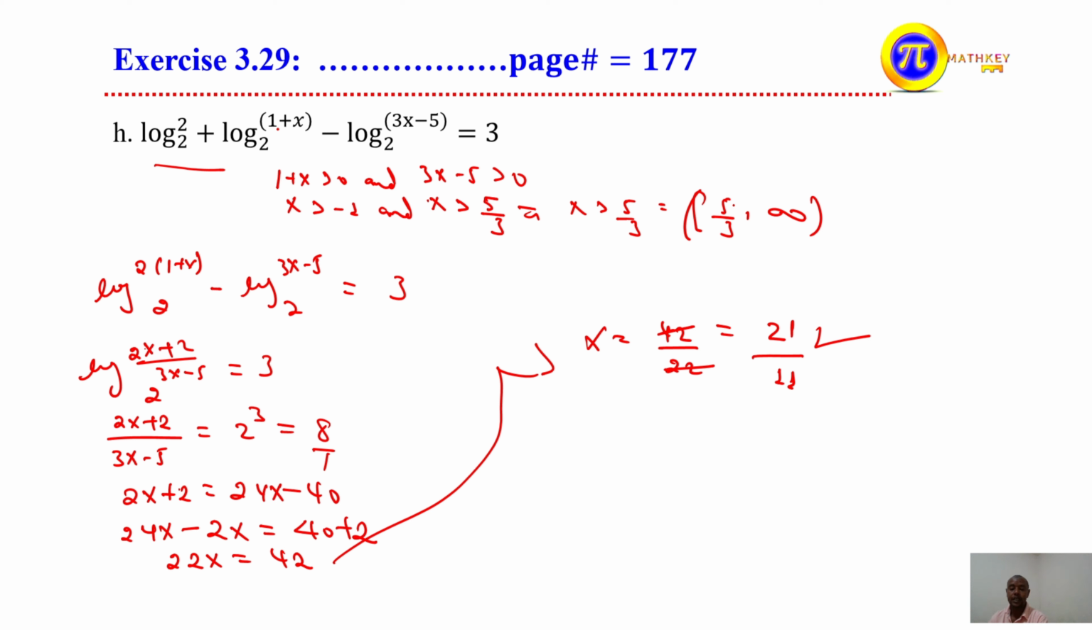Can you find it here? Yes. 21 over 11 is still greater than 5 over 3. If that's so, this is the solution for that logarithmic equation. So we can solve different problems, that is logarithmic equations, using such properties.